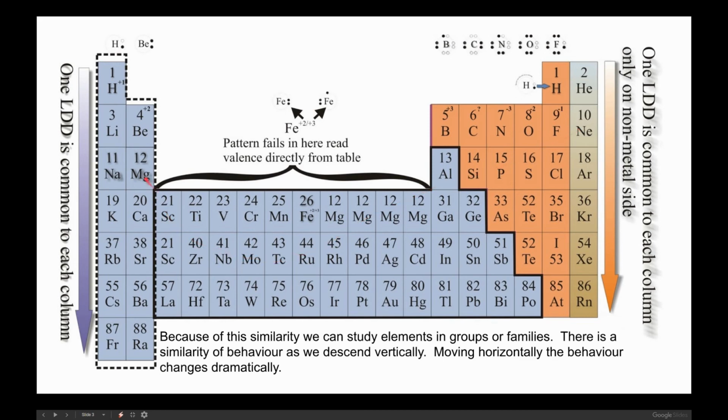This means if you know what hydrogen does, that will apply to all the others down below it. If you know beryllium, you'll know all the ones below it. And that works in this column and in this column. And it works in this column till you hit this little black staircase. And then see, pattern fails in here. Read valence table directly.